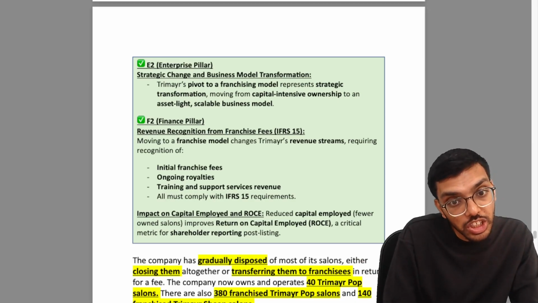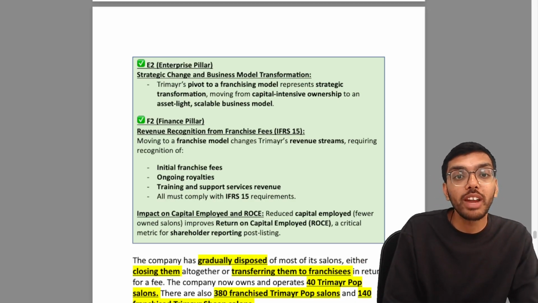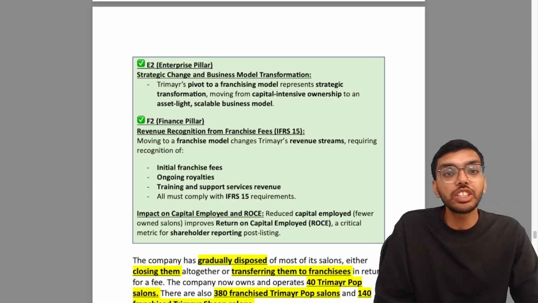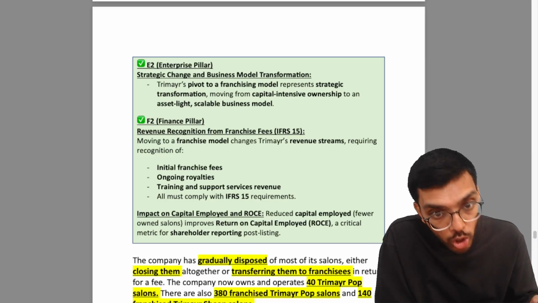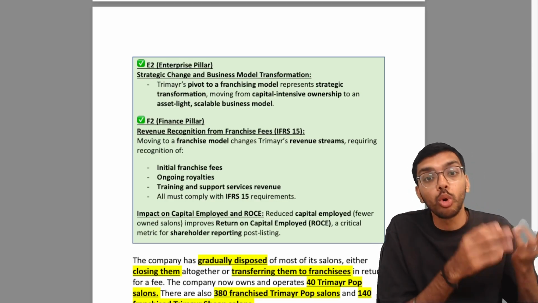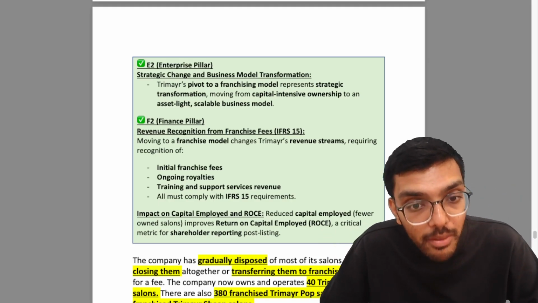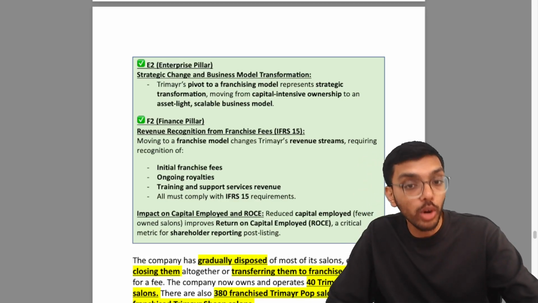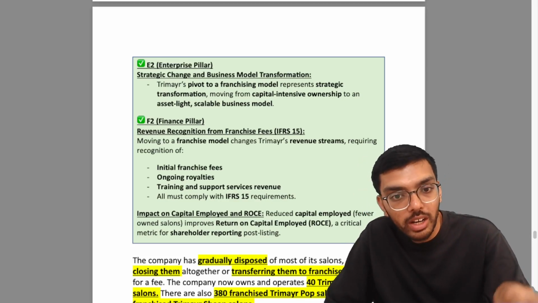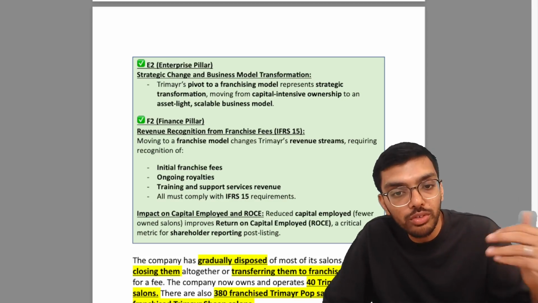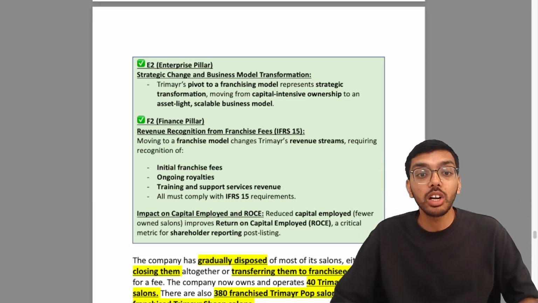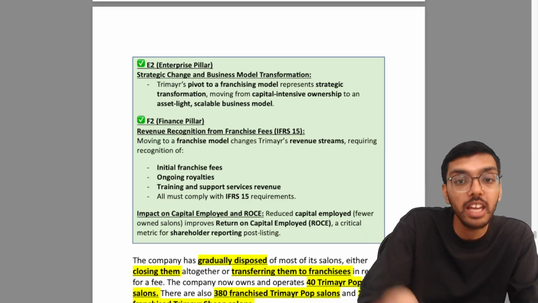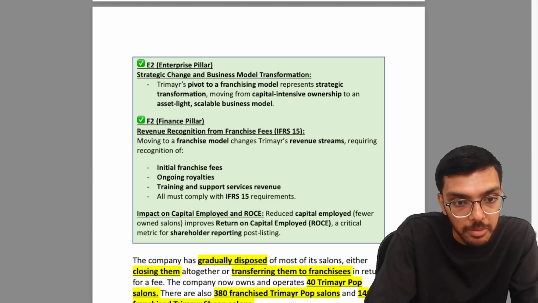Next, revenue recognition, again a discussion. Moving to a franchise model changes my revenue stream, requiring recognition of the initial franchise fee, ongoing royalties, training and support. All of this has to comply with your IFRS 15. And again, your capital employed is affected because you have lower capital employed now, which improves your return on capital employed, but a critical aspect will be controlling this franchisee environment that you are now entering.